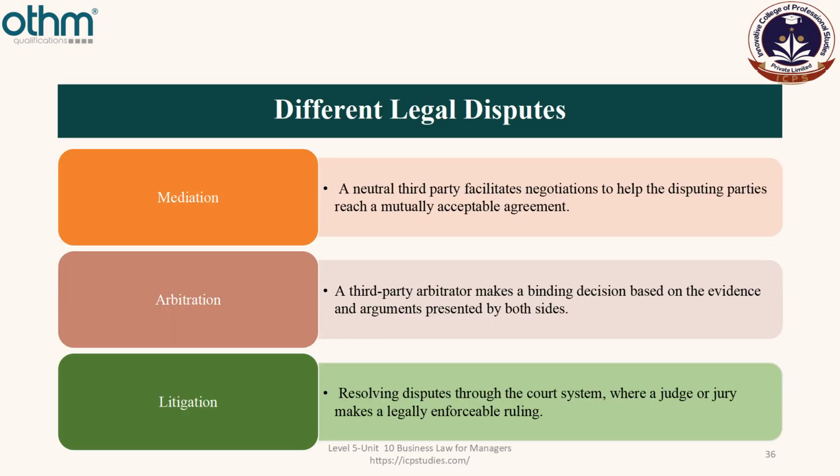So we have different legal disputes in this slide. The first is mediation. It is a neutral third party that facilitates the negotiation to help the disputing parties reach a mutually acceptable agreement. Then we have arbitration. It is a third party arbitrator that makes a binding decision based on the evidence and arguments presented by both sides. Then we have litigation. It is basically resolving the dispute through the court system where a judge or jury makes a legally enforceable ruling.